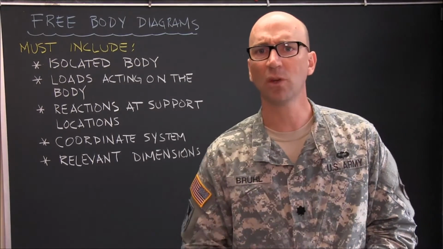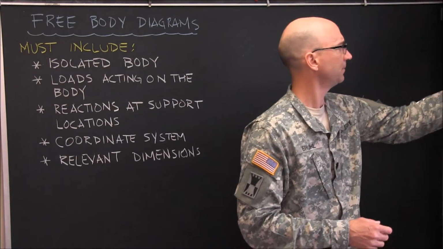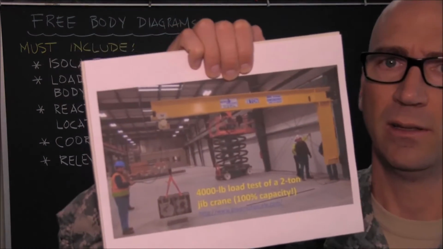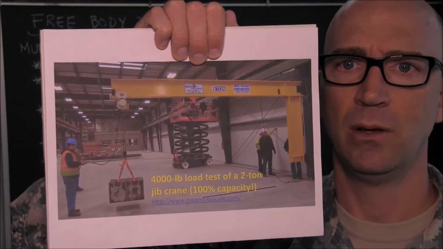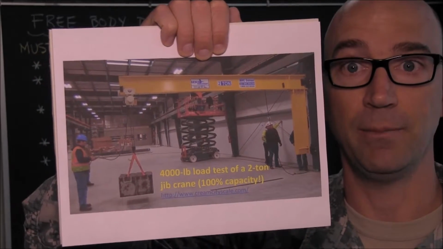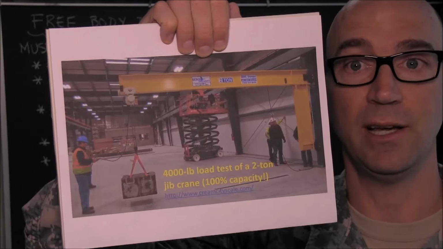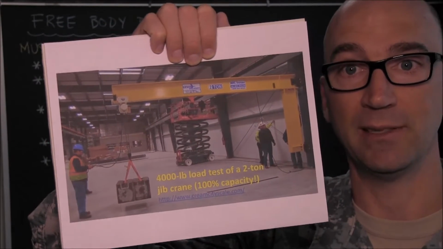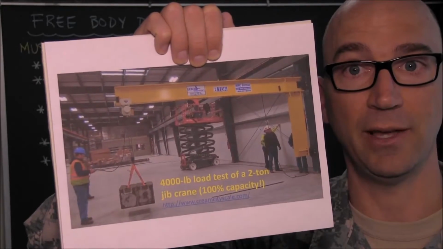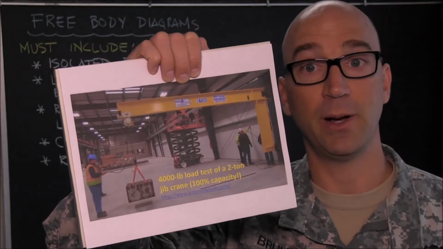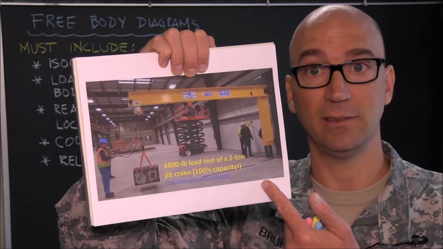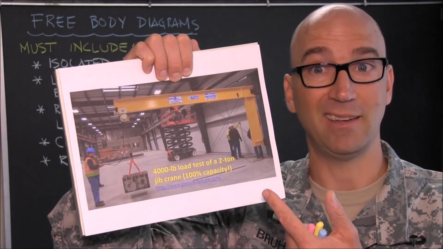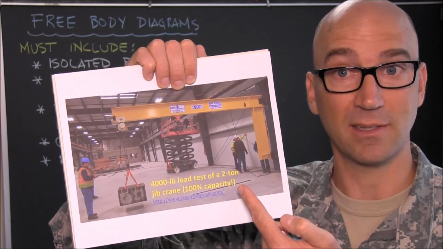So let's walk through a couple of quick examples. First example we'll take a look at is in this image right here, which is a load test of a jib crane. And what you'll see is this is a 2-ton jib crane. It's being tested with 4,000 pounds, which means that jib crane is now at its full capacity. So if you're the engineer responsible for preparing for this test, wouldn't you like to know with some certainty ahead of time that the load test is going to be successful?